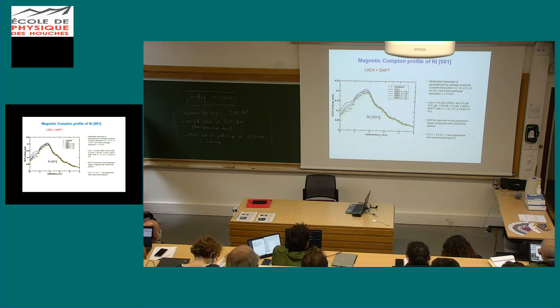We see that, compared with the LSDA calculation, we get an improvement, mostly in the low momentum region, by increasing this U. But the spectra should be scaled to the spin moments, which are decreasing with increasing U. At some point, with too large a value of U, the spectrum goes under the experiment. So we could say that the magnetic Compton profiles are improved by this treatment, and we find the best agreement for the value of the Hubbard U equal to 2.3 electron volts.